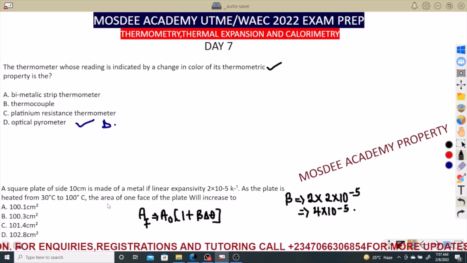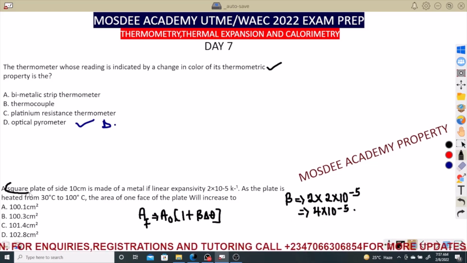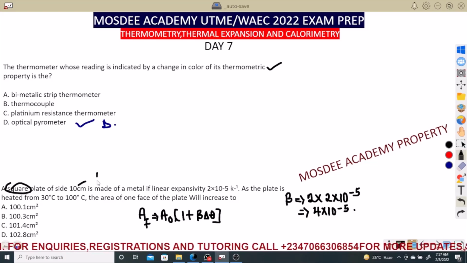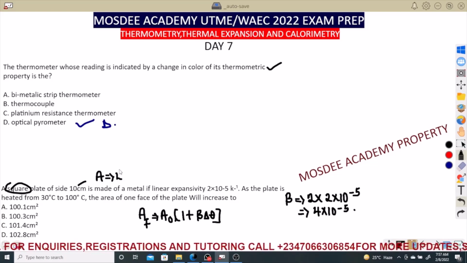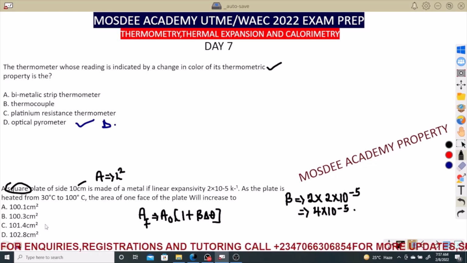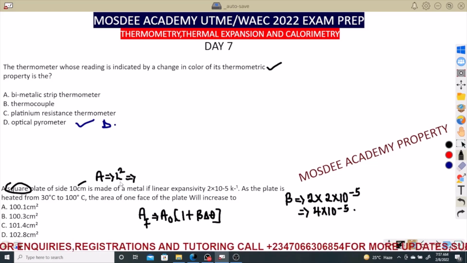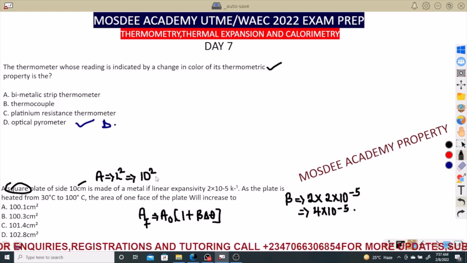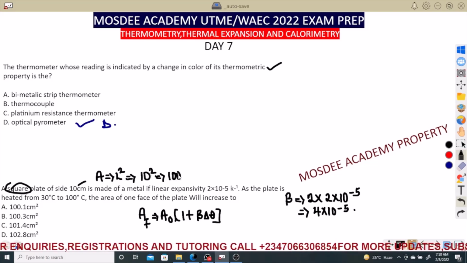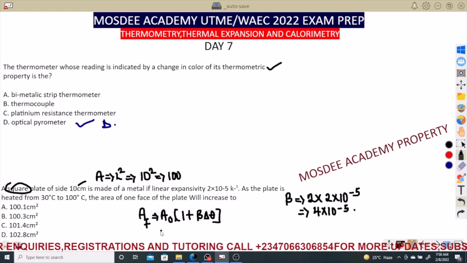Then you need to get the initial area. It is a square plate. The area of a square is always L squared. Another important thing is the answers are in centimeter, so I may not convert here. Directly I can say this is 10 squared, that's 10 to the power of 2. Everybody knows 10 squared is 100 centimeters squared. So the initial area is 100.